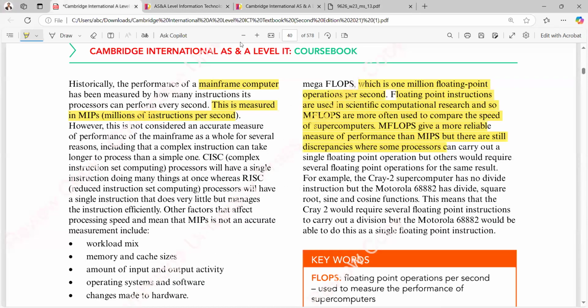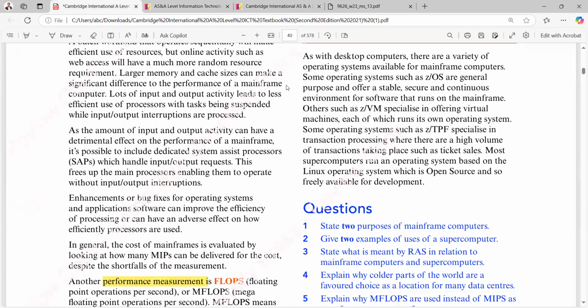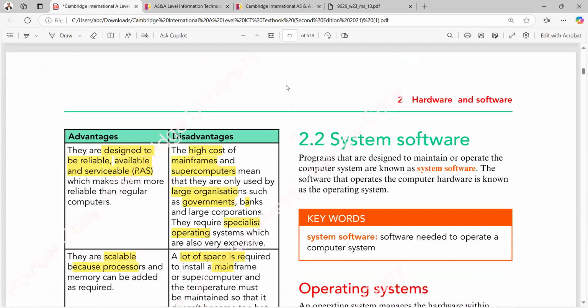So this is one of the most important topics from your syllabus because you can see for yourself the amount of questions it has, so make sure that you are totally aware of it.